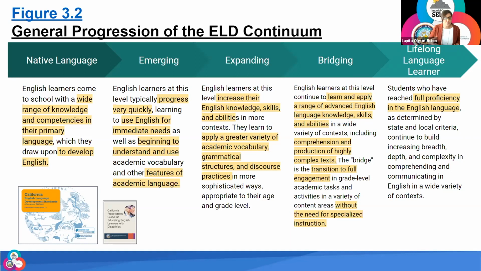Sometimes we hear students' oral English in such a way that we feel, oh, these kids are proficient in English. Yet when we ask them to read for comprehension or to write, those skills are not up to the proficiency that perhaps their oral language skills are. So just want to take note that that is typical of a progression of English language acquisition for all English learners, including English learners with disabilities.